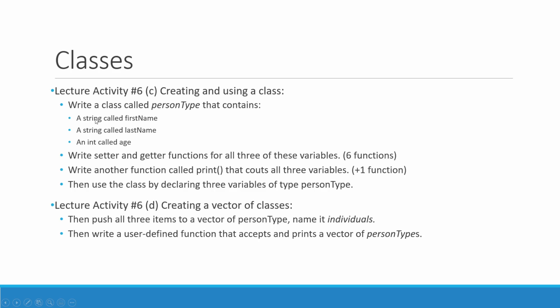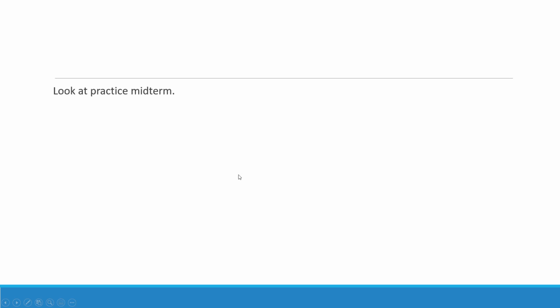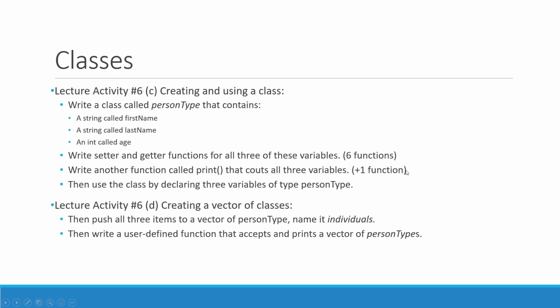So after we create this, it looks to me like we have 3 data type members. So these 3 variables would actually be private because we don't want the user to access them directly. Okay. Now, the next part is we need to write setter and getter functions for all 3 of these variables. So that means we have to write 6 functions. Okay. Now, another function that would be useful is a print function that prints all 3 variables so that we can see what they look like for the sake of debugging. And then use the class by declaring 3 variables of type person type. Okay. So it's time to get down into this and begin writing our very first class.